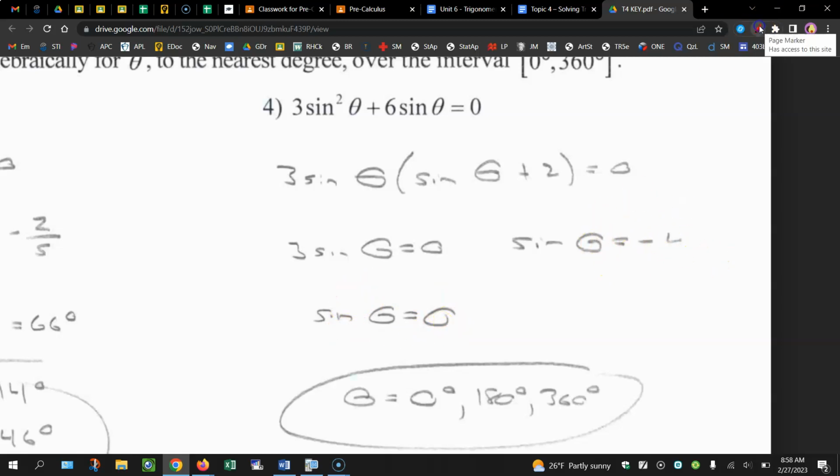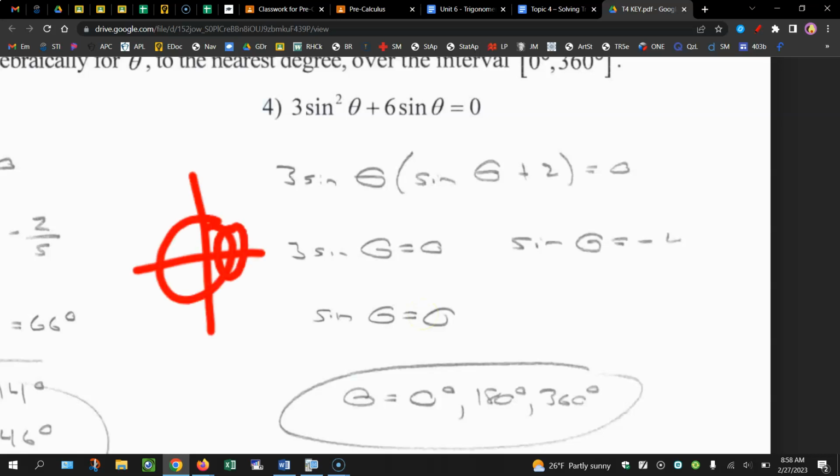If we think about some things here for a minute, you're getting that special value of 0. So if you're getting that special value of 0, that essentially means you're going to have to use the unit circle. So if you think about the unit circle and you think about sine being y, 0, 180, and 360. Sine theta equals -2: the values only ever go between -1 and 1, so that's not an option at all.